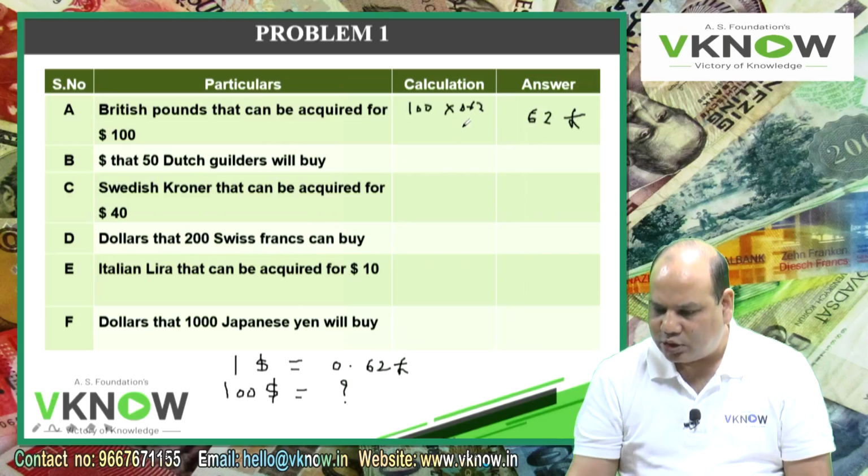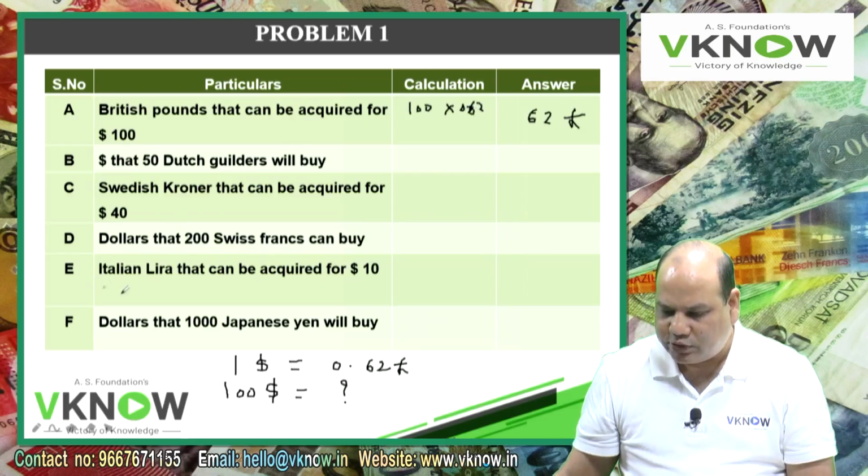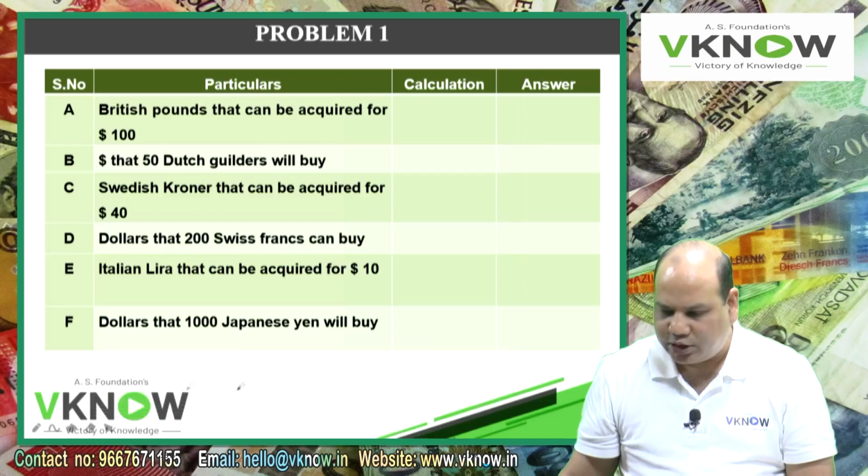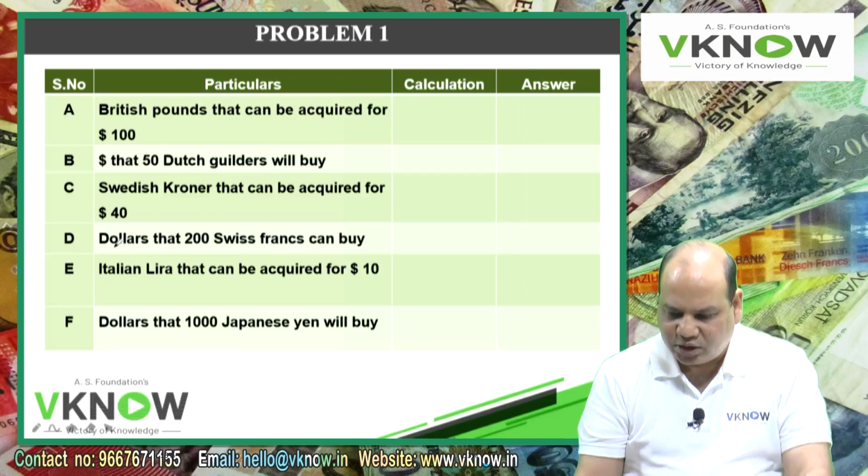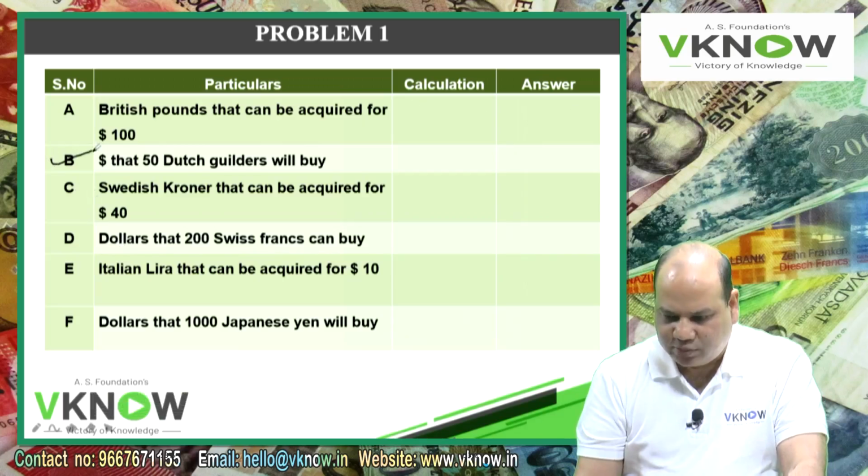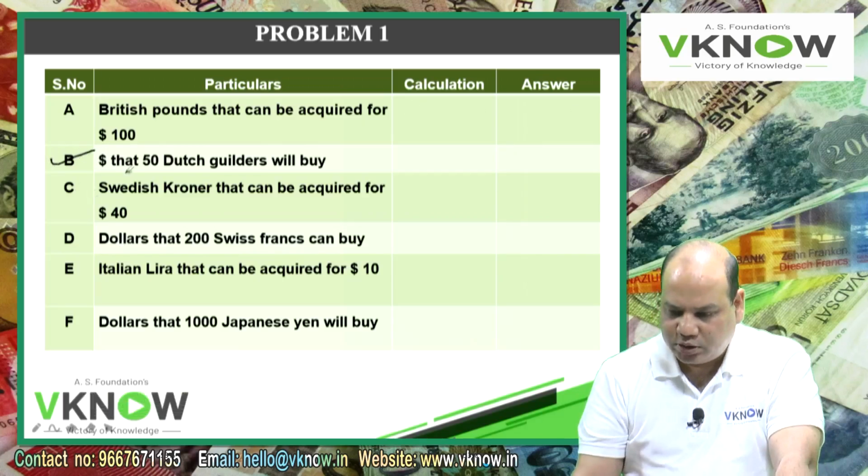Okay, now you try the next one. In the calculation column, just write down 100 into 0.62, no need to write divide by 1, and in the answer column, 62 pound. Now the question will change and you have to think and answer. Every time don't multiply. So please understand B. We are on B.